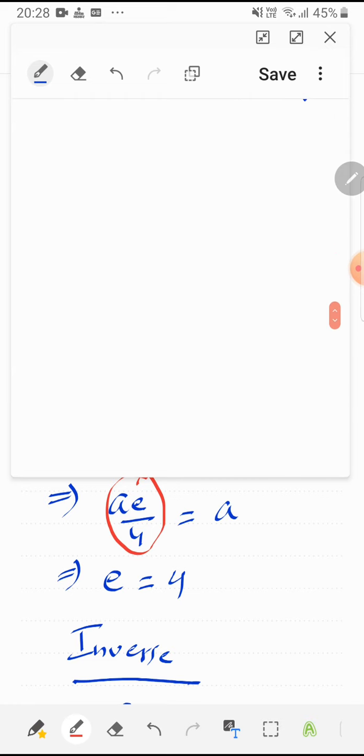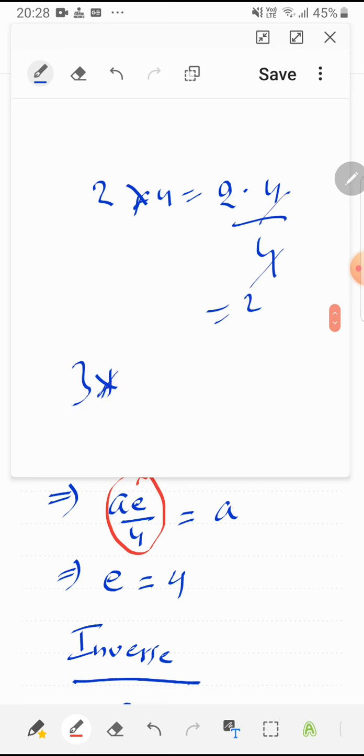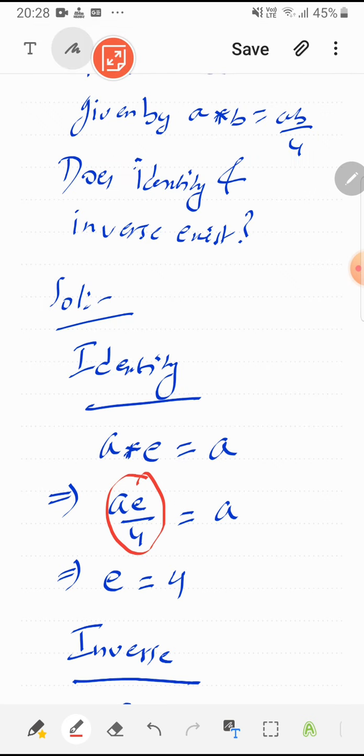Now let us cross check this. 2 star 4 is equal to 2 into 4 by 4, that is 2. Similarly 3 star 4 is equal to 3 into 4 whole upon 4 is equal to 3. So it is verified that 4 is the identity.